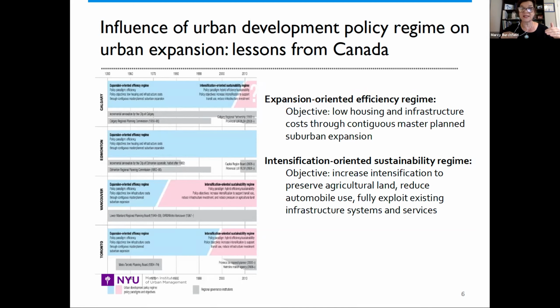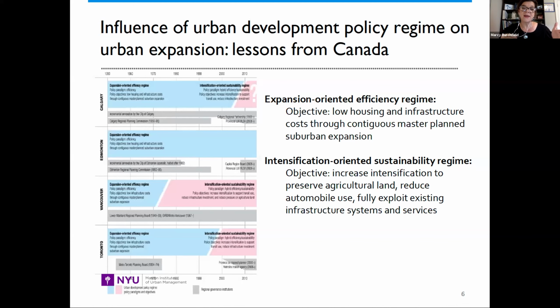The other policy regime is this intensification oriented sustainability regime, where the goals are to increase intensification. That is, utilizing the existing urban environment, building up and building more dense accommodations, while simultaneously preserving agricultural land, reducing automobile use, and fully exploiting the infrastructure systems, water and wastewater, mainly in the urban environment.